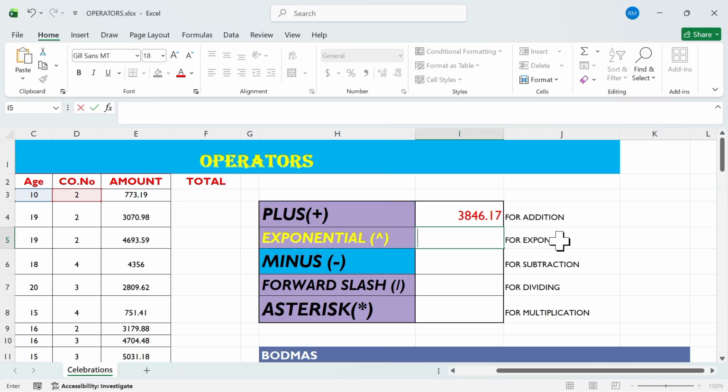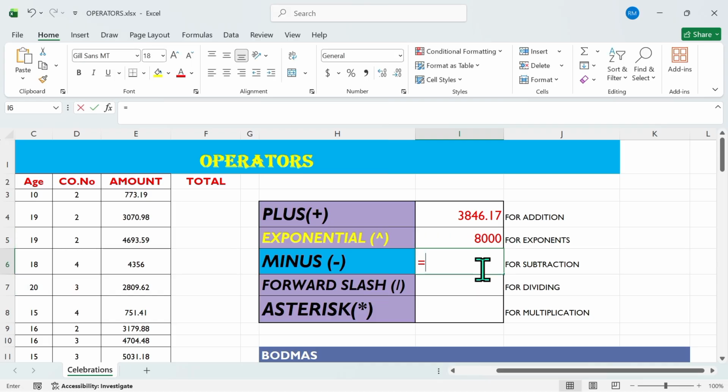Let's look at another one. Maybe I want to get 20 there. So I'm going to start with an equal sign, then 20 as my base, and then my power, shift, and then 6, to the power 3, which is in cell D7. Press enter, and this is what I'm going to get.